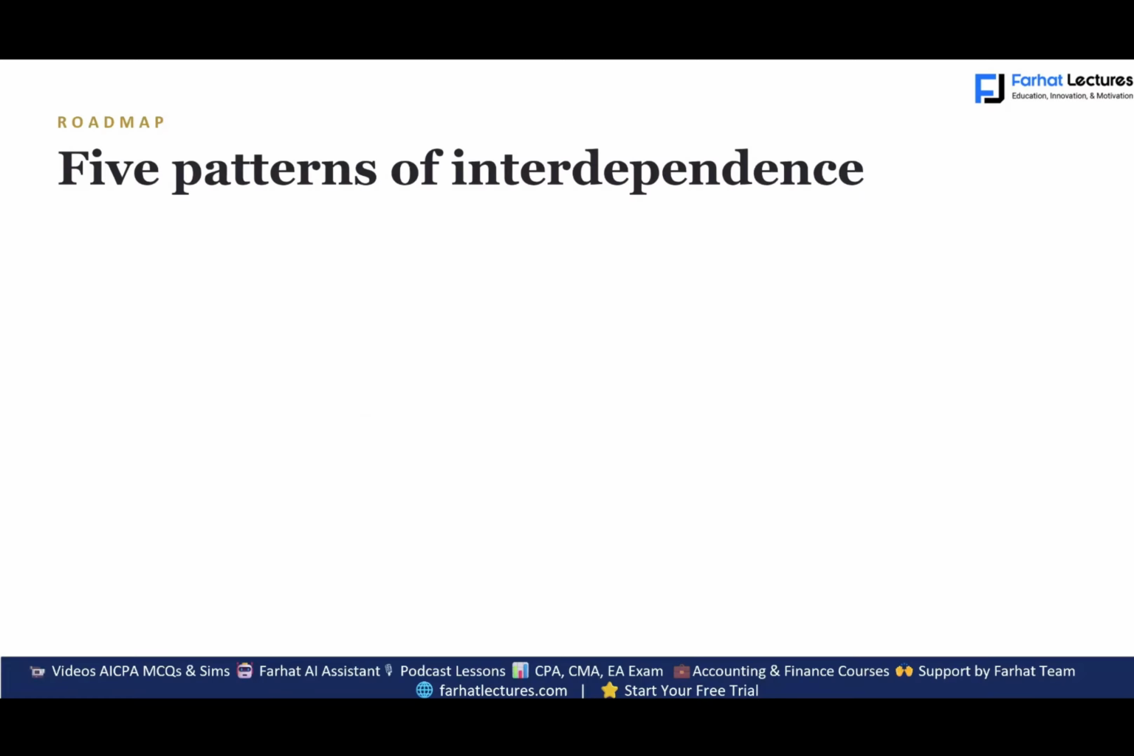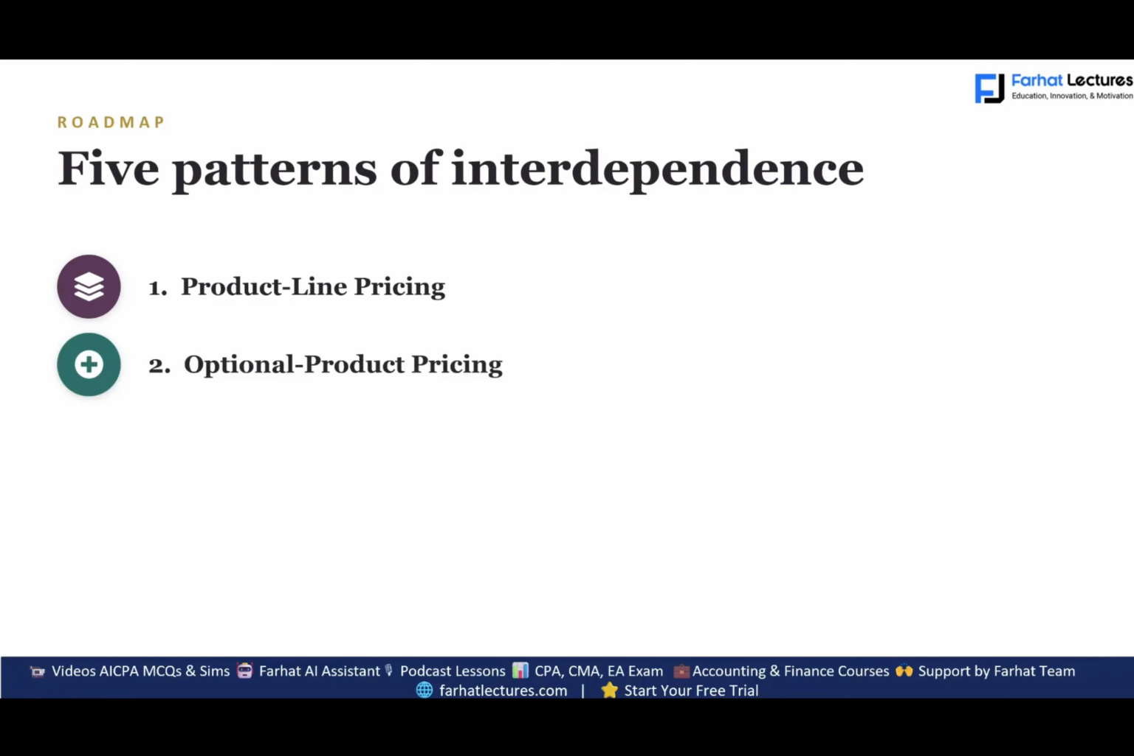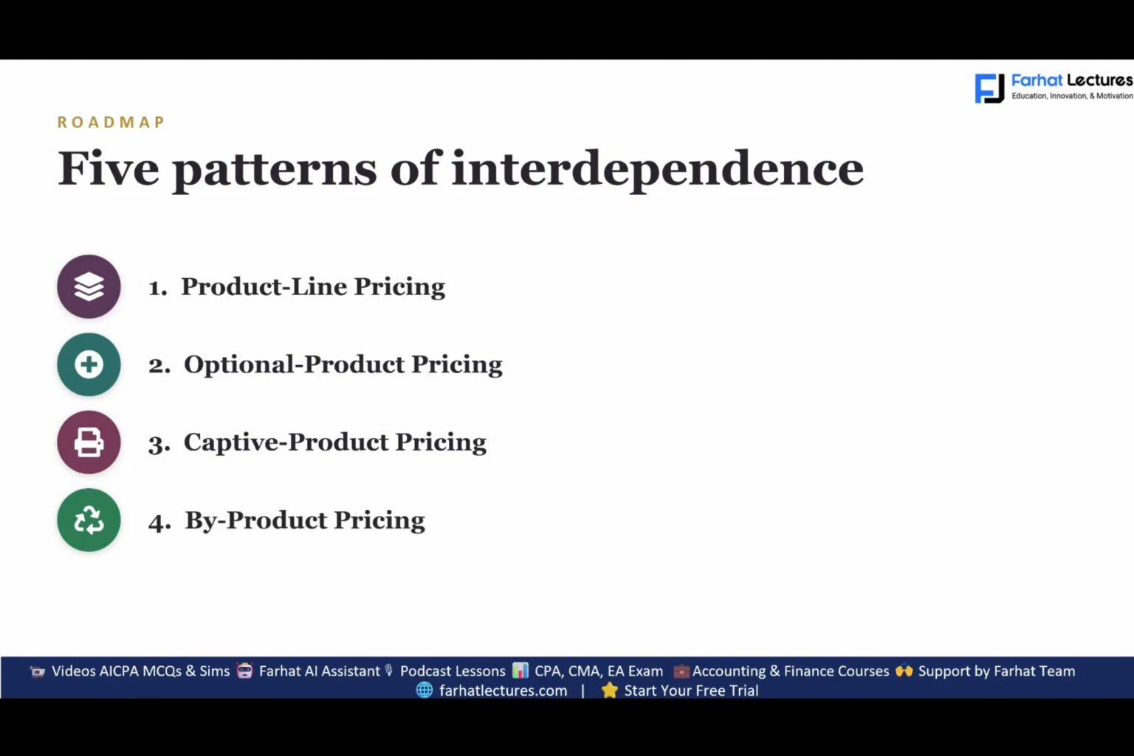And specifically from a business perspective, we are going to explore 5 specific business patterns where companies manipulate prices based on how products relate to each other. And those are 1, product line pricing, 2, optional product pricing, 3, captive product pricing, 4, byproduct pricing, and 5, product bundle pricing. And if you know anything about Farhat lectures, every time I have a list, I will go over the items on each of these lists separately, explaining what it is, give you an example so you can relate to it and be able to understand these concepts. Let's go ahead and get started.